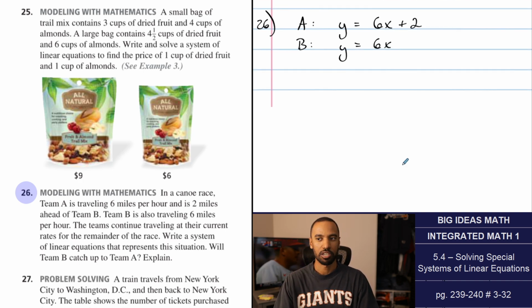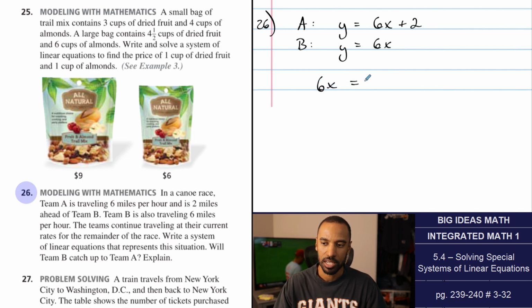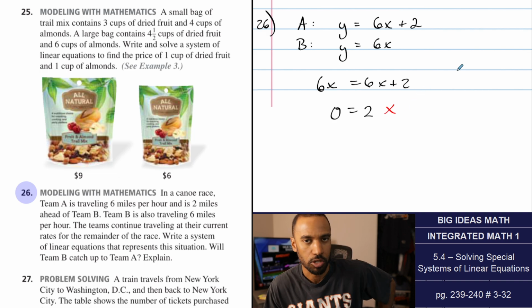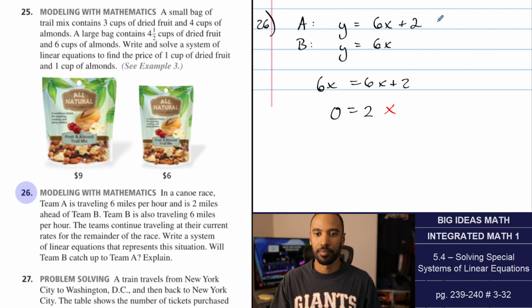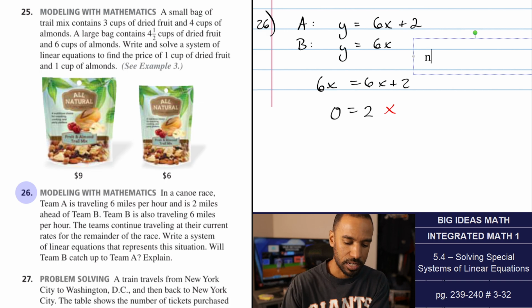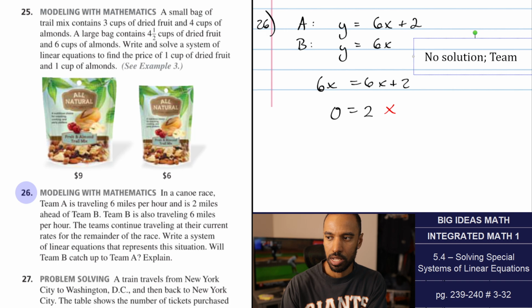Will Team B catch up to Team A? Explain. We're basically asking for what value of x will they have the same y. So you'd set these equal to each other. When does 6x equal 6x plus 2? But you might already understand, subtracting 6x, you get 0. You get 0 equals 2. They'll never catch up. They're at the same speed. They're 2 miles behind. Team B will never catch up to Team A. So no solution. I also could have done a distance equals rate times time thing, but no solution. Team B will never catch up to Team A.